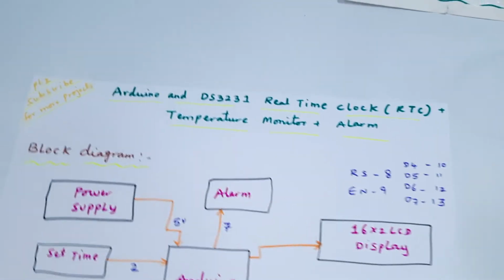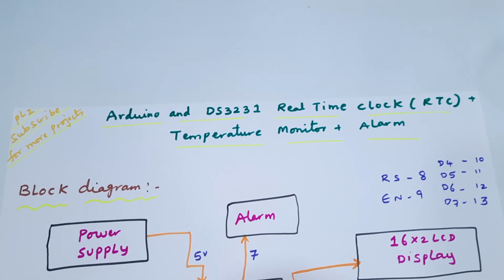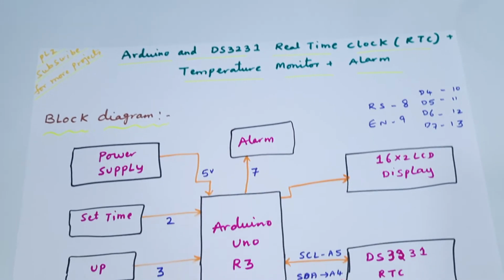The project title name is Arduino based DS3231 real time clock RTC temperature monitor and alarm.